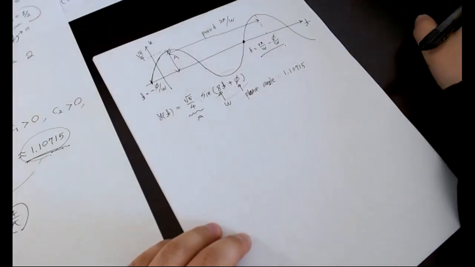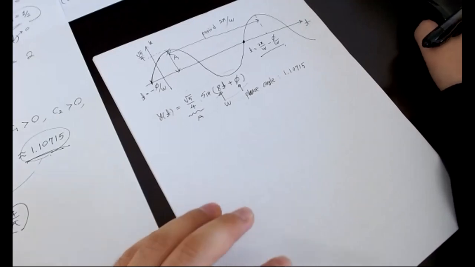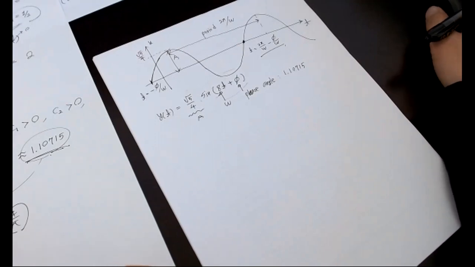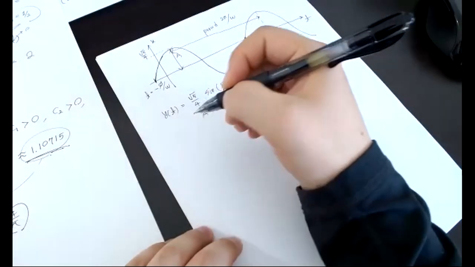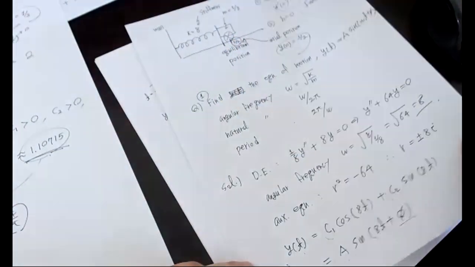Now, yeah, I forgot to figure out the answer for the question in example 1. So how long after release does the mass pass through the equilibrium position? Yeah, I couldn't figure that out, right? So now, second question. That was question 1, right? This is question 1, okay? Question 2.